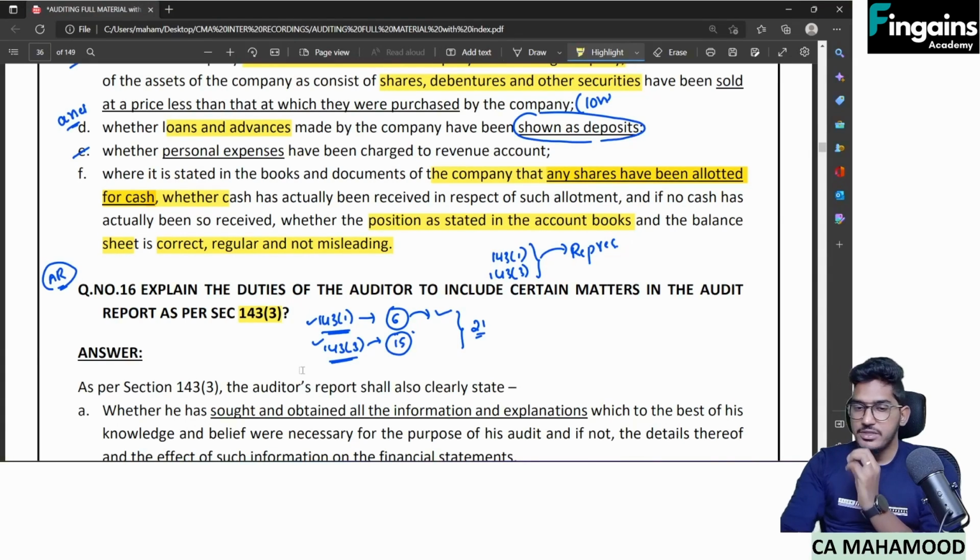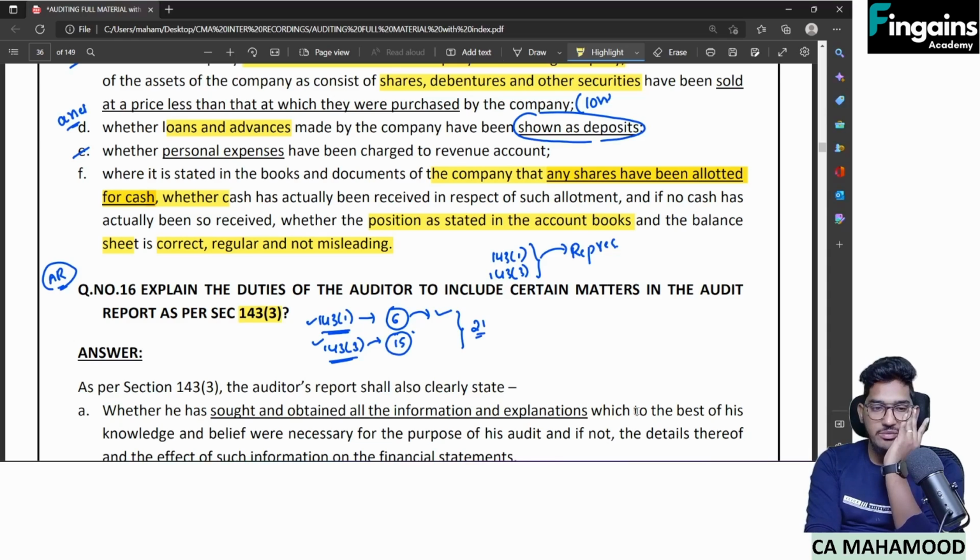Check whether your client has issued any shares for cash. If yes, whether cash has actually been received. If the cash is received, well and good, no problem at all. In case the cash has not been received, then we need to check the position stated in the financial statements. It should be correct, regular, and also it should not be misleading. Clear? So these are the 6 points which are required to be verified and reported by the auditor in his audit report. And which section has given the 6 points? Section 143 subsection 1 has given the 6 points.